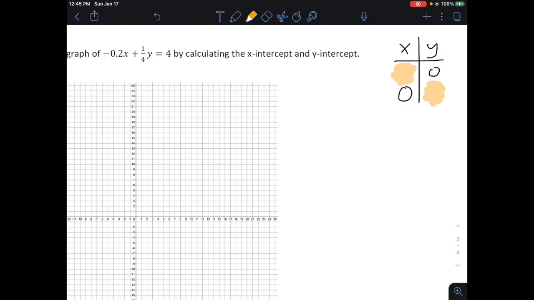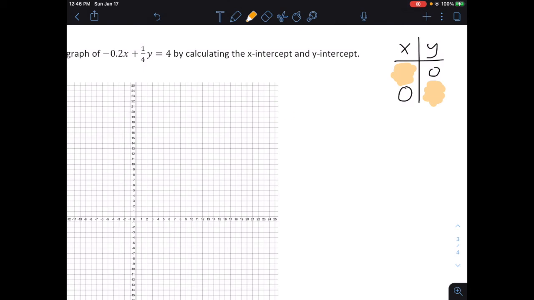All right. So in this case, we have a decimal, we have a fraction, but guess what? Decimals and fractions are just numbers. So there's nothing to be afraid of. So if we think about the first one, y is 0. So that means the y term is going to disappear. So the 1/4 y is going to go away.